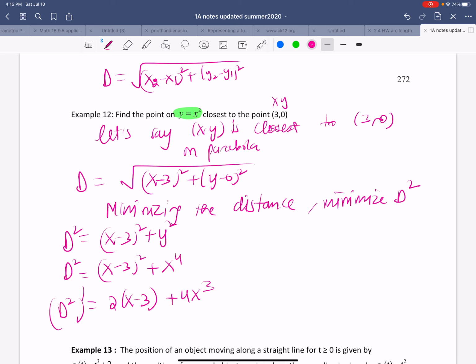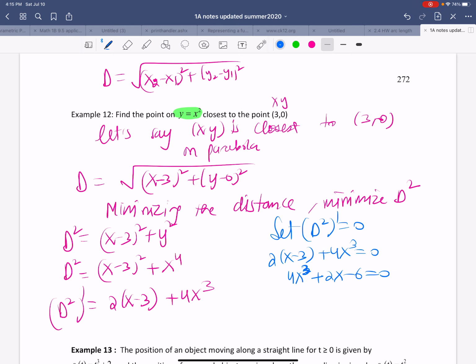Now we want to set the derivative of the square of the distance equal to 0. So set d squared prime equal to 0. 2 times (x minus 3) plus 4x to the 3rd is equal to 0. 2x minus 6 plus 4x to the 3rd is equal to 0. So how do we solve this? Just rewriting it: 4x to the 3rd plus 2x minus 6 equal to 0. Now it's a cubic equation.